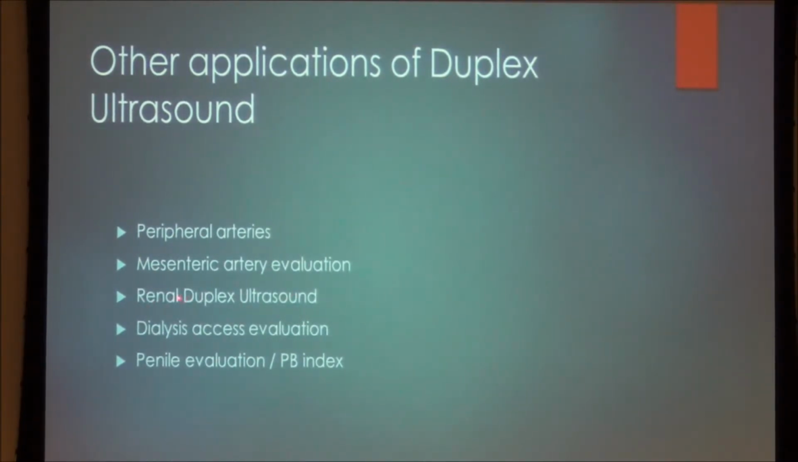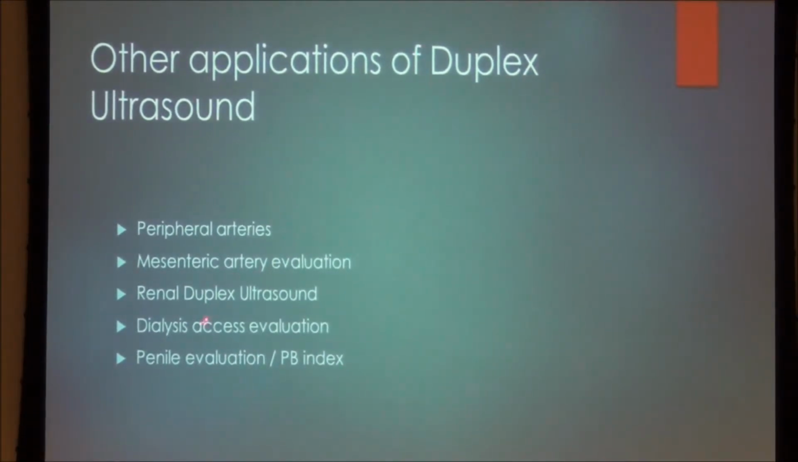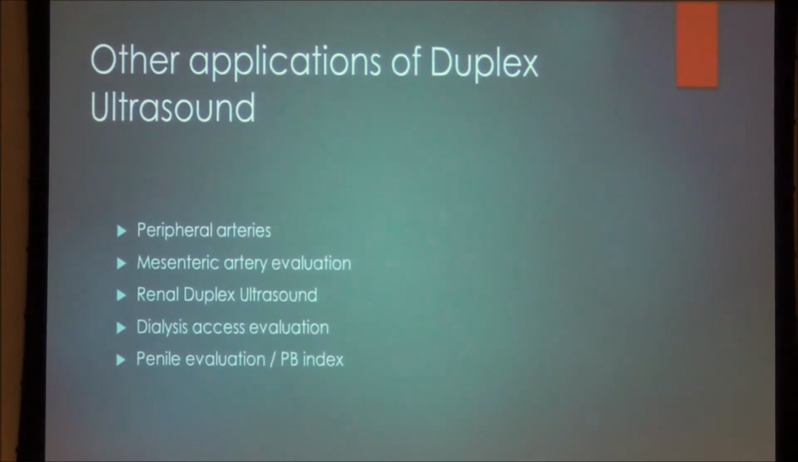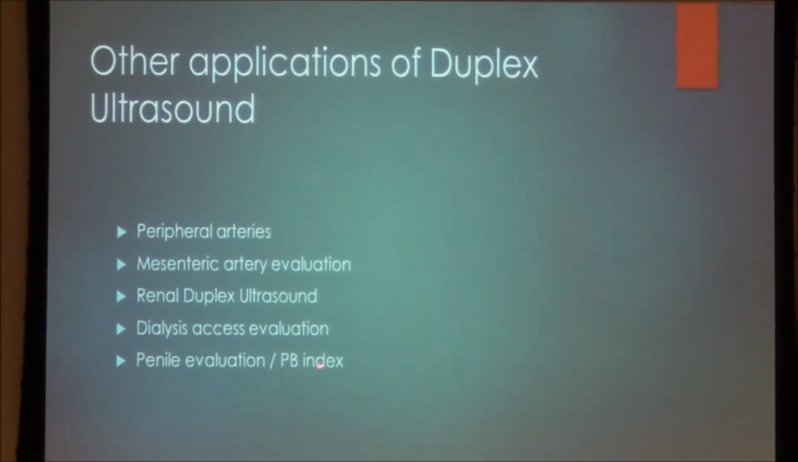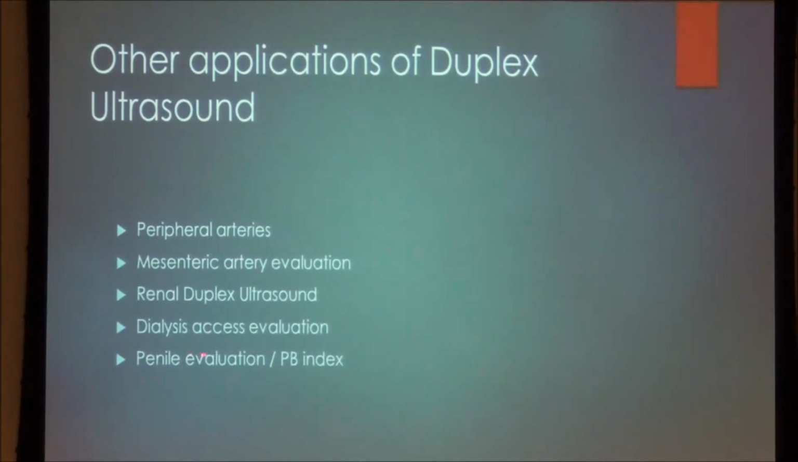Renal duplex ultrasound is another one, which is very helpful as an initial test. Dialysis access evaluation: sometimes patients who have fistulas or grafts, the stenosis of the graft or the anastomosis will be detected in the duplex ultrasound. Also in evaluation of impotence in men, the PBI, or penile brachial index, which should be greater than 0.5 or 0.6, is another test that is used.